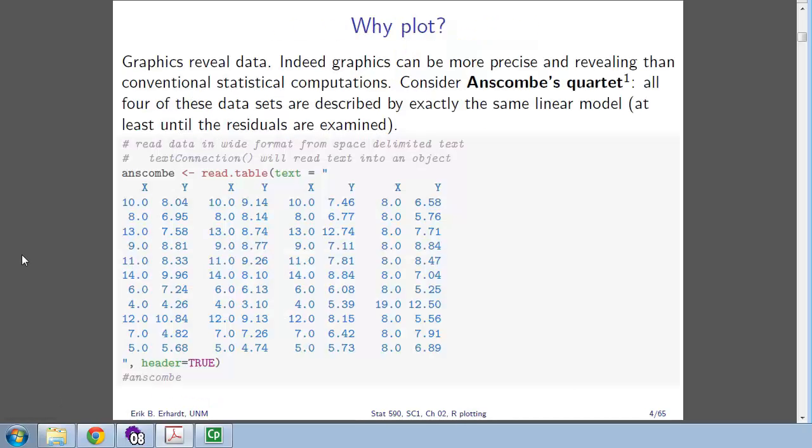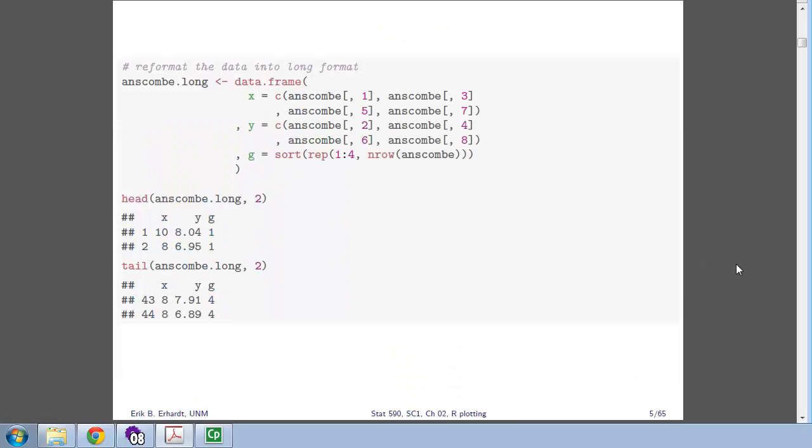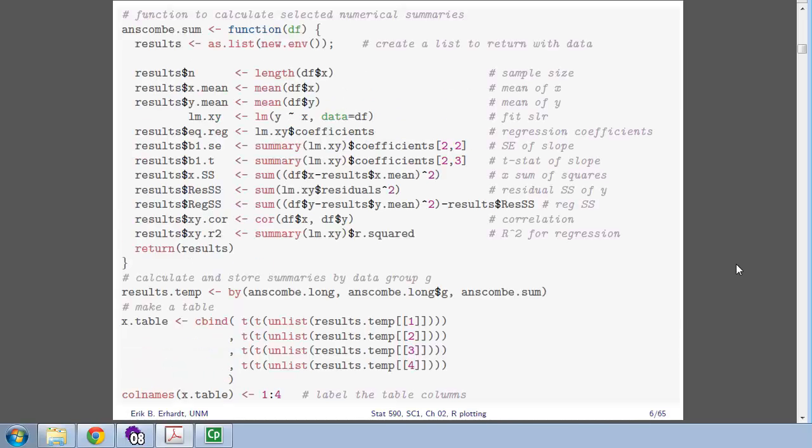All right, so why plot data at all? Here's a very clear example of how numerical summaries can lead you astray. Anscombe's quartet comes from a paper by Anscombe that introduced four data sets. Here they are. We've got two columns, X and Y, and there are four separate data sets here. I'm going to read this into R, reshape the data a little bit, and calculate a bunch of numerical summaries.